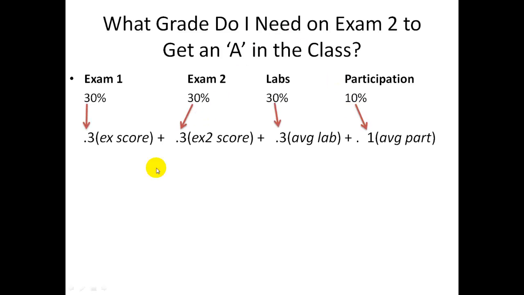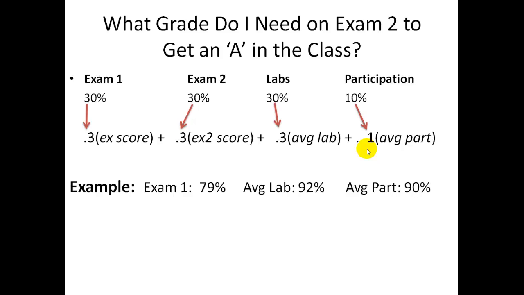If you convert this into the formula for calculating your semester grade, you convert the percentages to decimals, so the 30% becomes a 0.3, and you multiply by your score for each element. Whatever your percentage was for exam 1 score, multiply it by 0.3. We don't know the score for exam 2, so we're going to call that X, as you'll see in a moment. You'll take your average lab score, multiply it by 0.3, and you'll take your average participation score and multiply it by 0.1.